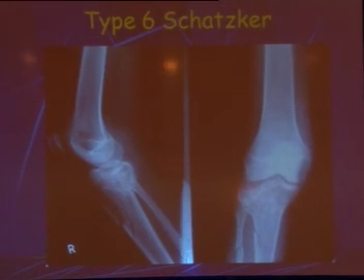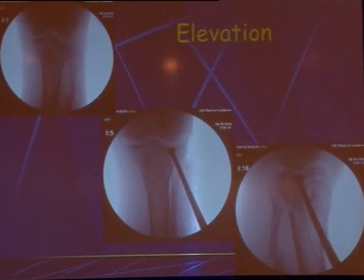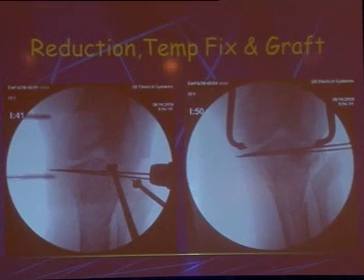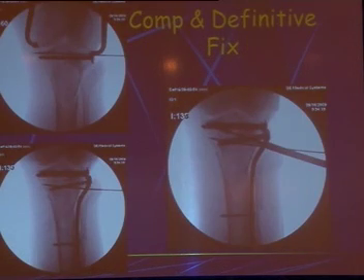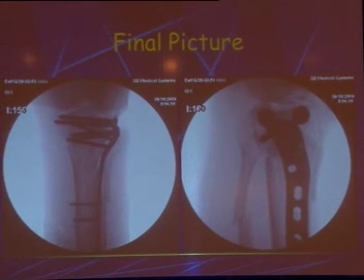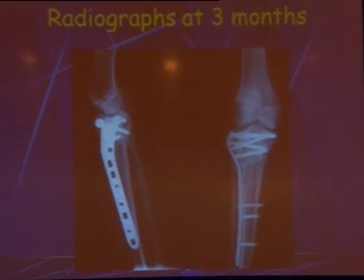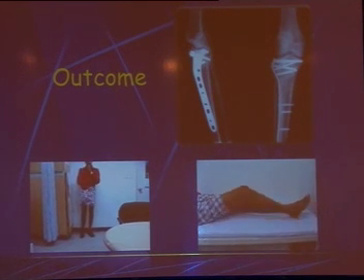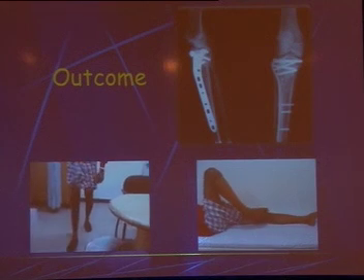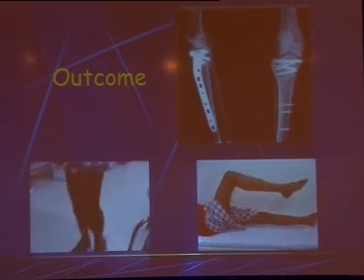This is an example of a type 6 Schatzker, elevation, bone grafting to fill the cavity, reduction and temporary fixation with graft, and interfragmentary compression, and then buttress plate with the lateral plate. That's the final picture at 3 months, and this is the function. He has got almost full range of function and an almost normal gait.